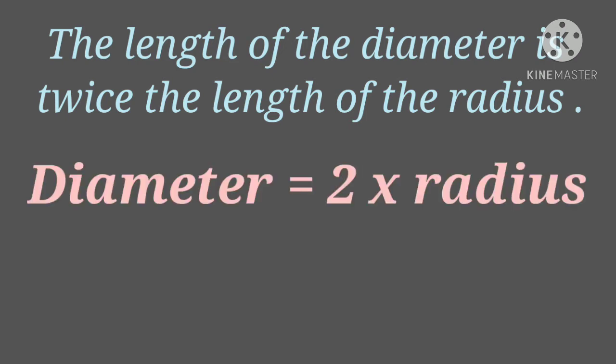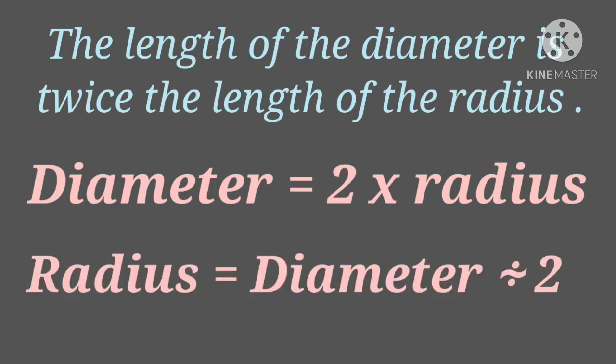Thus we can write diameter is equal to 2 times radius. And radius we can write it as radius is equal to diameter divided by 2. When we divide the diameter or when we take the half of the diameter, we get the radius.